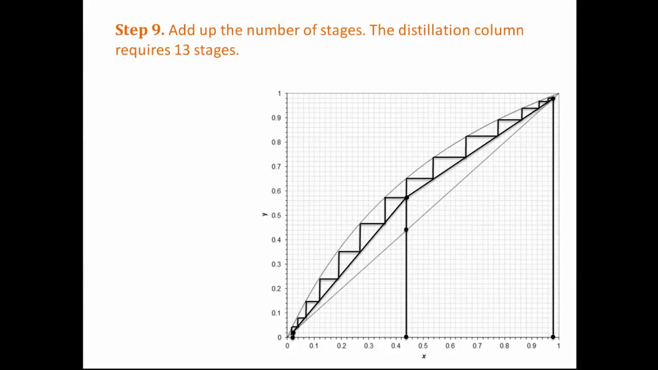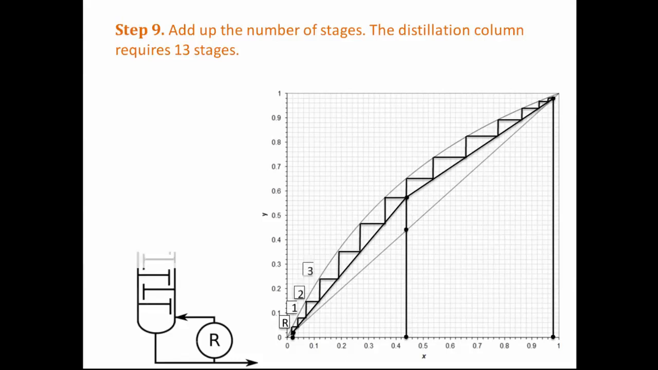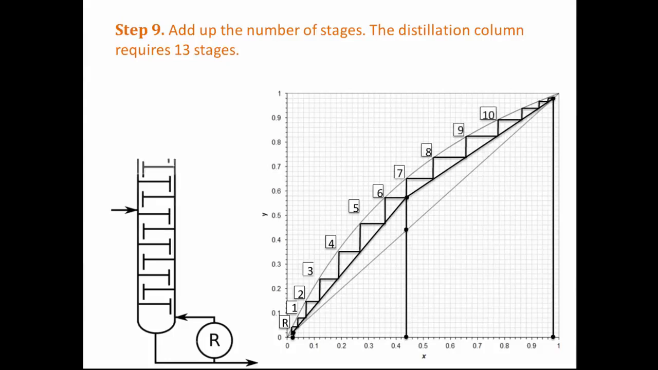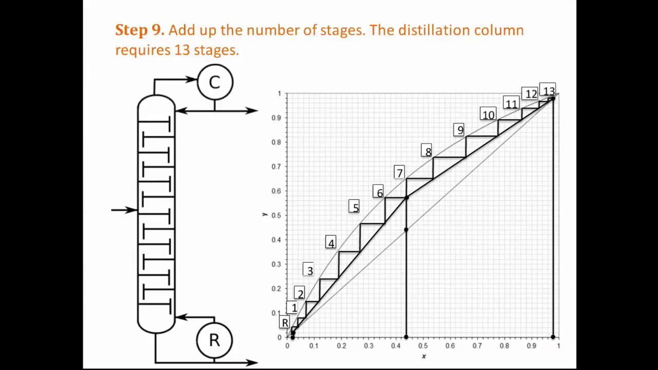We can sketch the column to illustrate this. The first 6 stages make up the stripping section. Then we have the feed. The rest of the stages are in the rectifying section. Finally, add a condenser. Therefore, to separate benzene and toluene at the required purity, we need 13 stages.